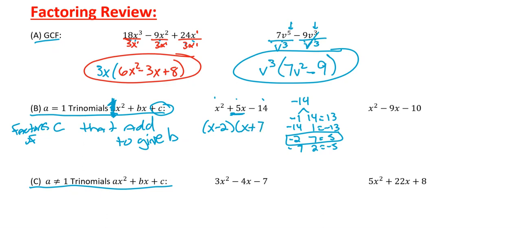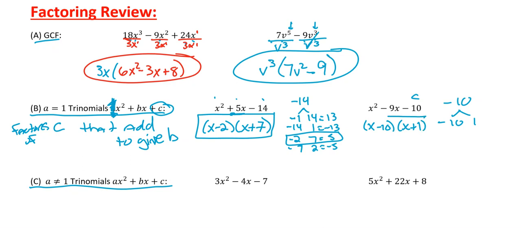Excuse me, x plus 7. Sorry. And that would be our answer. And if you went back and FOILed it, it would work out. For the next one, we need factors of negative 10, because that's our c, that give us negative 9. So those factors are going to be negative 10 and 1. So our two binomials will be x minus 10, x plus 1.